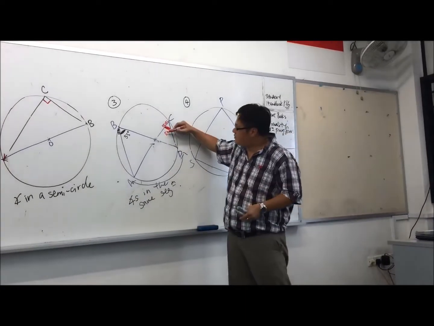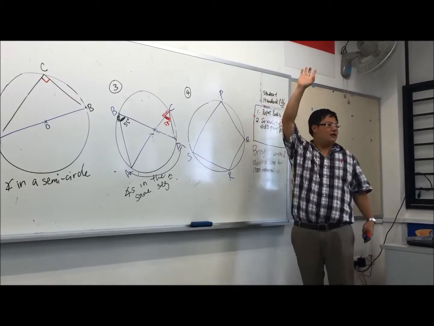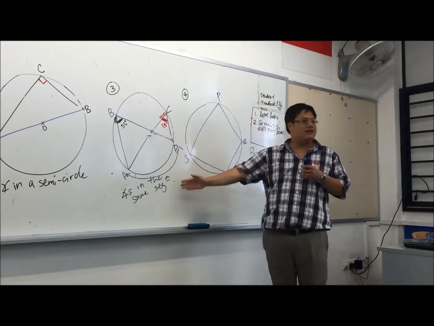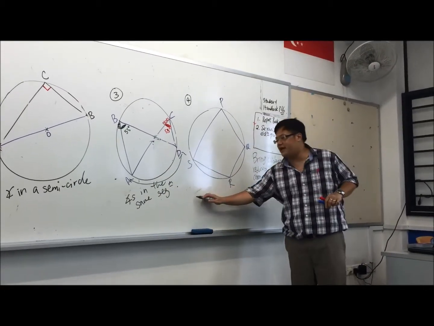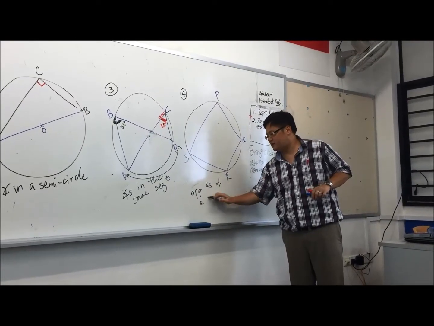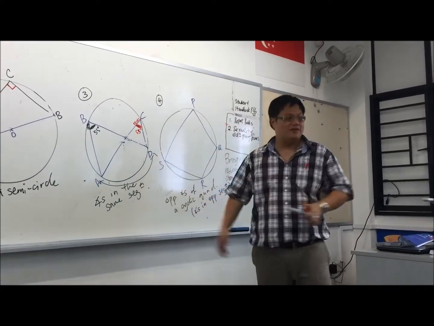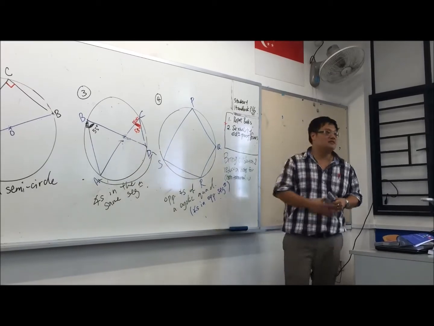Can I move on to the last one? Okay, the last one you must know. We have already done angle at center, angle at semicircle, angle in the same segment. The last one is what Felicia mentioned: opposite angles of a cyclic quadrilateral. Another way of naming this property, opposite angles of a cyclic quadrilateral, would be angles in opposite segment.